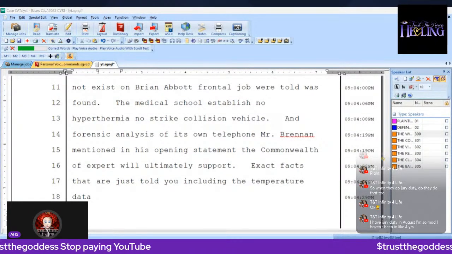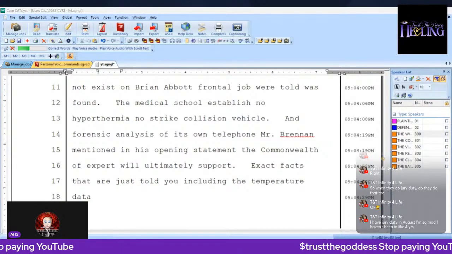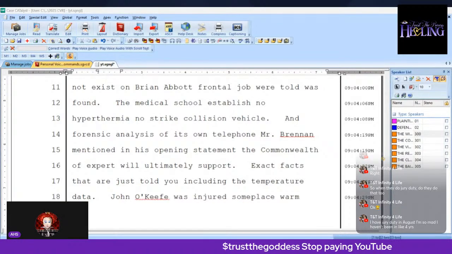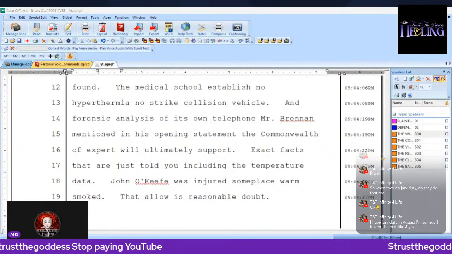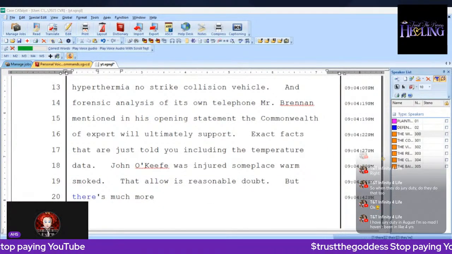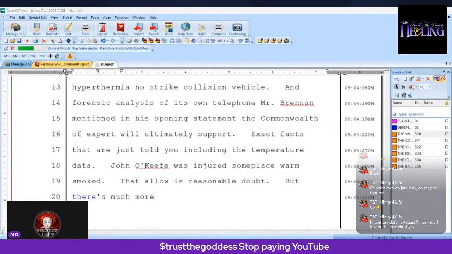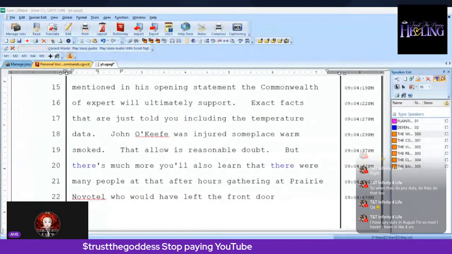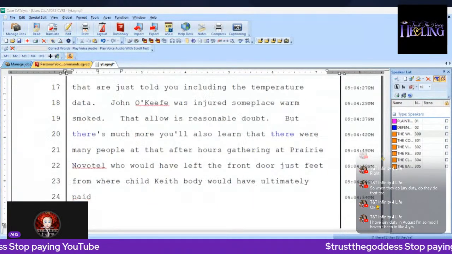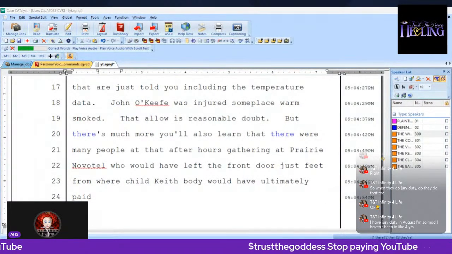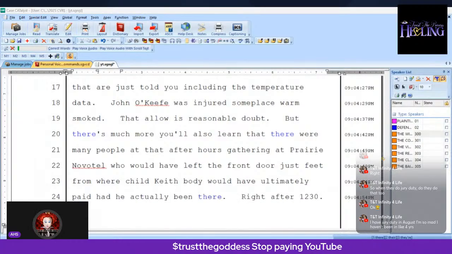John O'Keefe was injured someplace warmer, and he was moved. That alone is reasonable doubt, but there's much more. You'll also learn that there were many people at that after-hours gathering at Brian Albert's house who would have left by the front door just feet from where John O'Keefe's body would have ultimately been had he actually been there right after 12:30 a.m., which is what the Commonwealth's claim is.